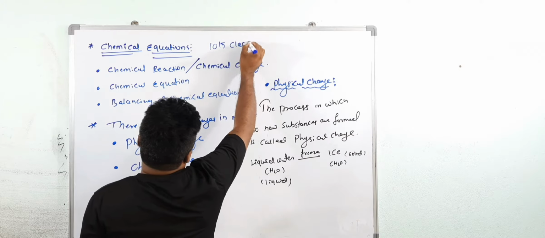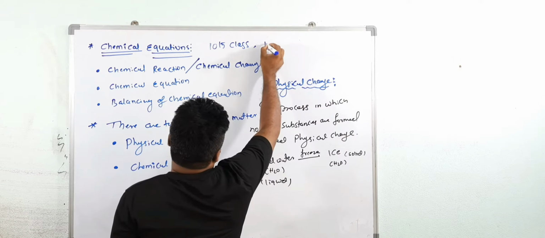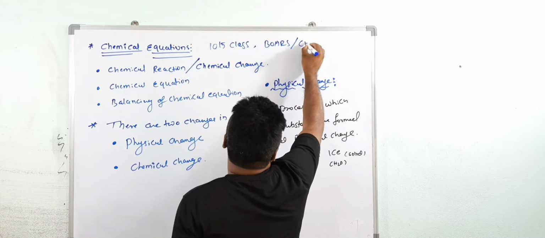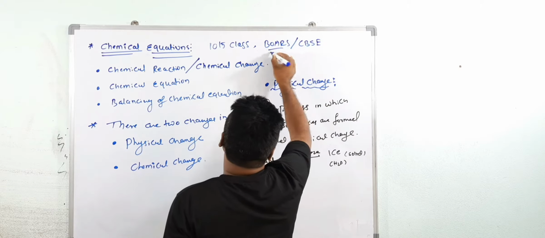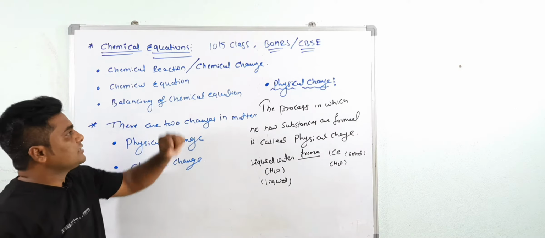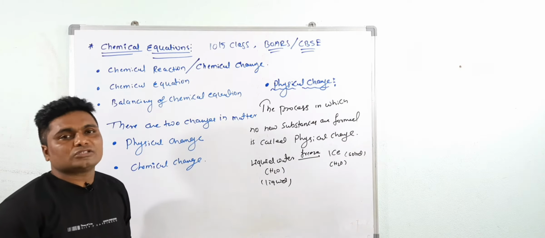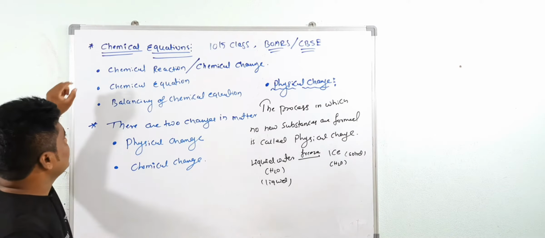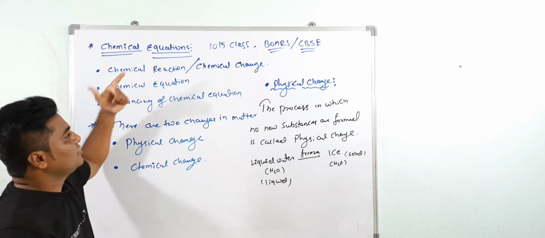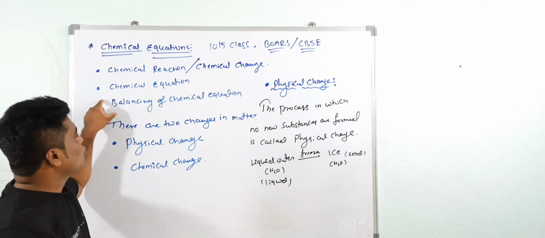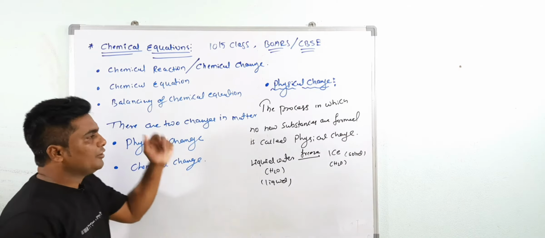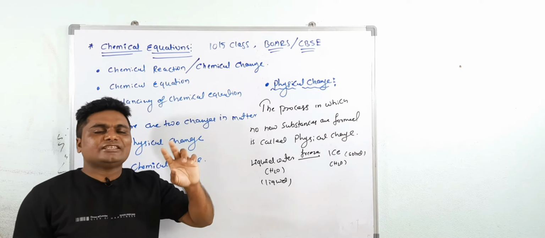This is for state boards and the CBSE board. Before we start this chapter, these are the concepts we will cover: what a chemical reaction is, that is, a chemical change, what a chemical equation is, how to write the chemical equation, and how to balance the chemical equation. Before we start, there are two kinds of changes in matter.